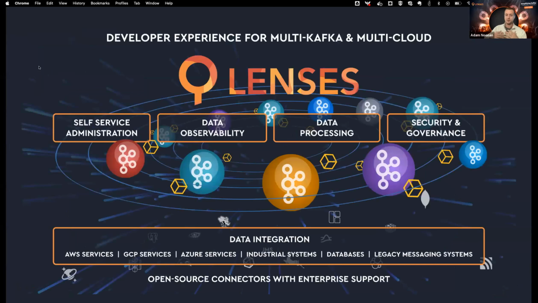So who are we? We are Lenses.io. We provide the ideal developer experience for multi-Kafka and multi-cloud environments. So whatever flavor of Kafka you're running, event-driven systems, we provide the ideal developer experience on top of that, allowing you to make those infrastructure decisions yourselves and providing the ideal unified plane of experience for data operations.